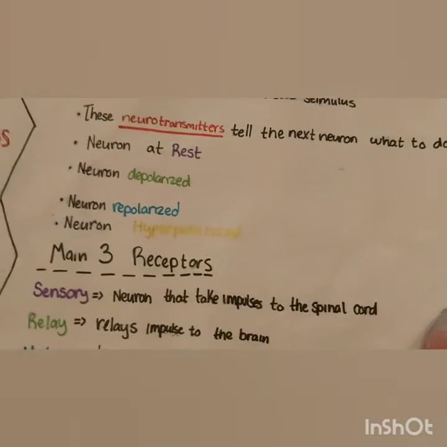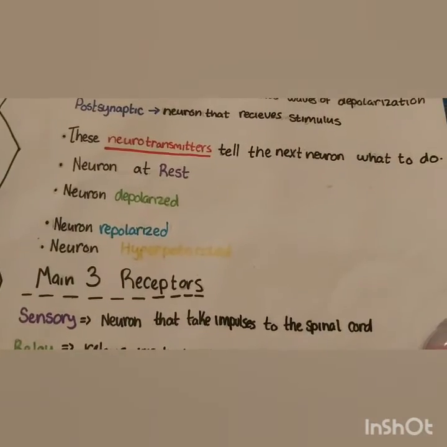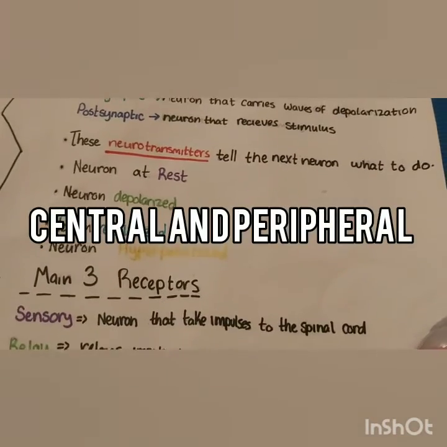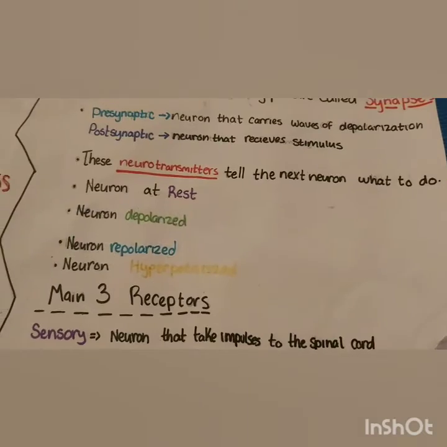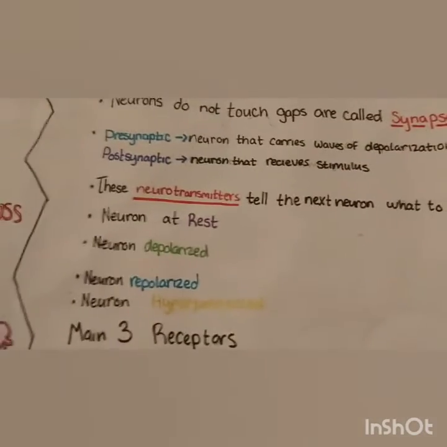To go deeper in depth, there are two different types of nervous system. There's your peripheral nervous system and your central nervous system. But that's a video for another time.